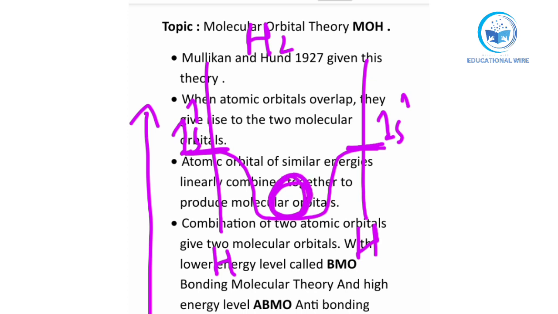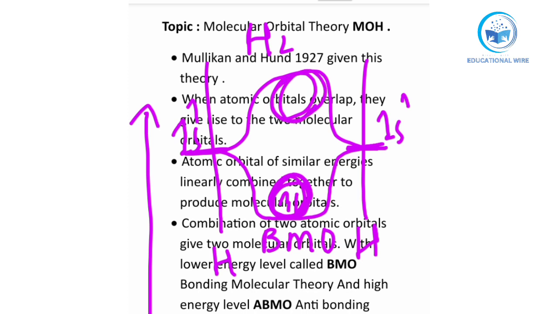What will it do? It will produce a bonding molecular orbital. Both electrons, one upward and one downward, will be here in low energy. Another reaction will happen, that is called the anti-bonding molecular orbital. The anti-bonding molecular orbital is upward.